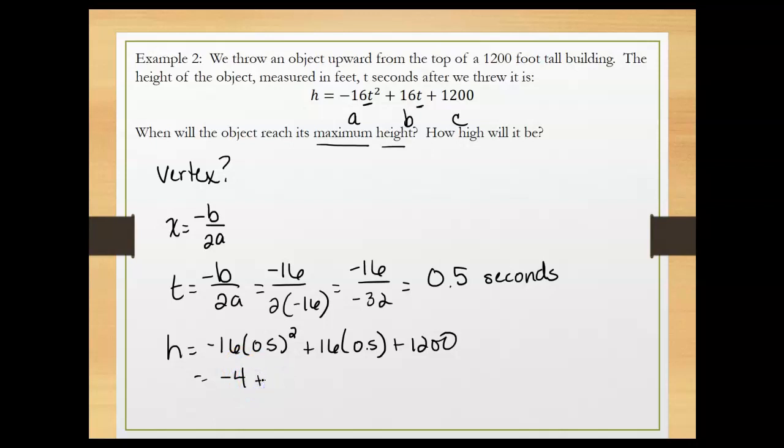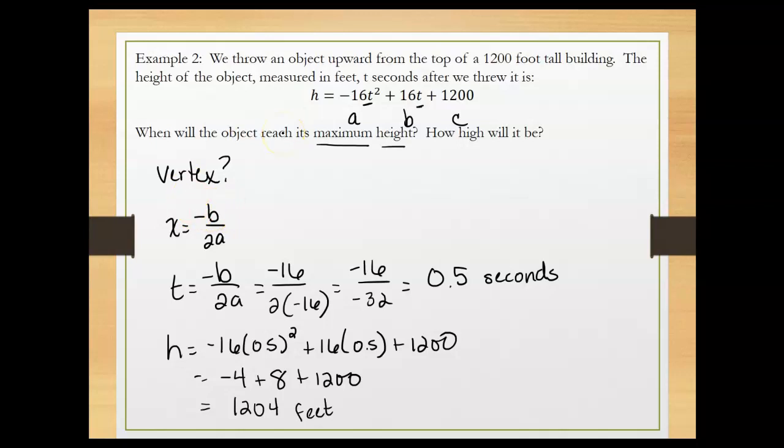16 times 0.5 gives me 8. And then I'm still adding that 1200. Negative 4 plus 8 is 4. 1200 plus 4 is 1204. That means that I was only able to throw that thing about 4 feet in the air, so I wasn't able to throw it very high this time.